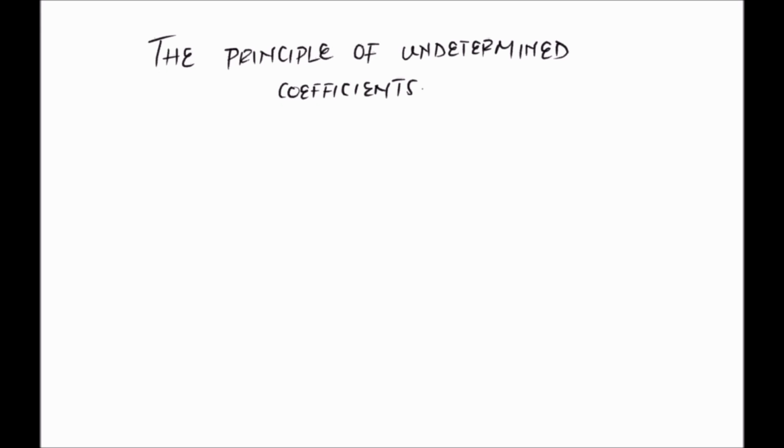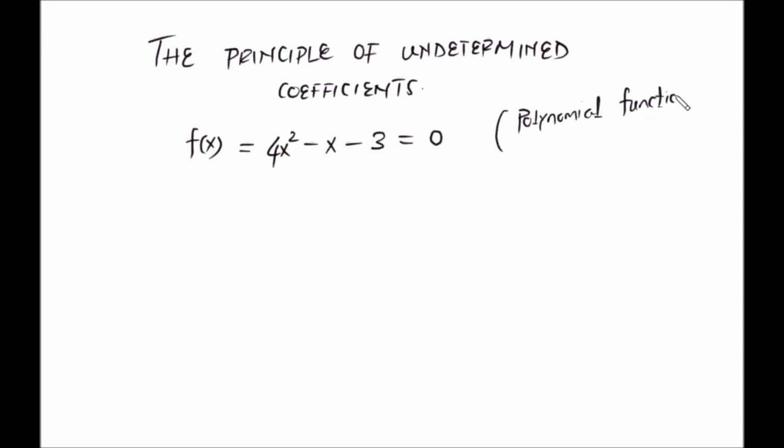Now, consider this polynomial equation of degree 2 that I'm going to write right now. This is 4x squared minus x minus 3 is equal to 0. So you see this is a quadratic equation. This one is a polynomial. This here, let's call this a function of x. So it's a polynomial function of degree 2.